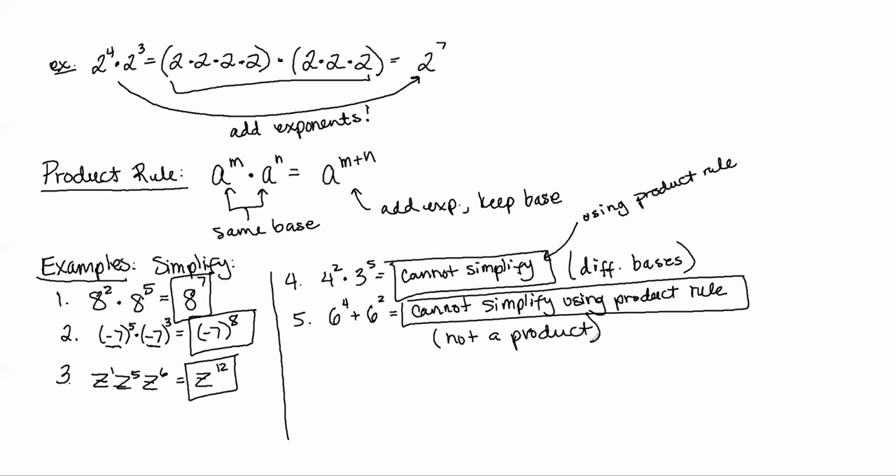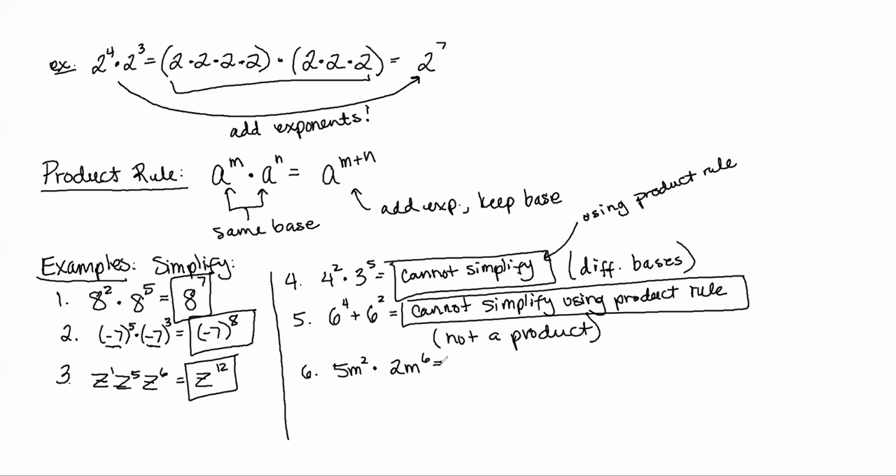All right, so that's our product rule. Let's go ahead and try a couple of those that are just a little bit harder, and then we'll take a look at our next rule. So number 6 here, we're given 5m squared times 2m to the 6th.